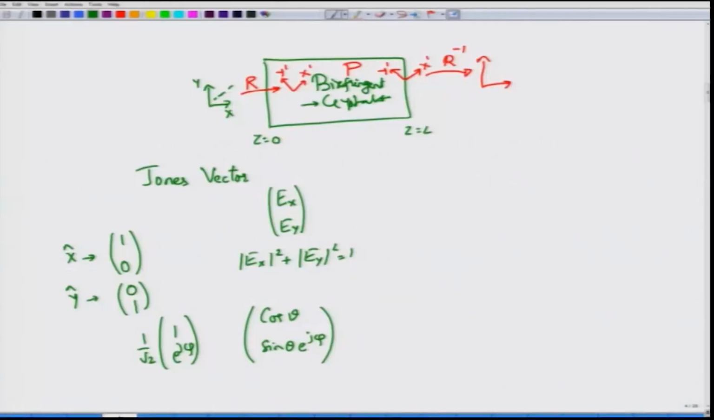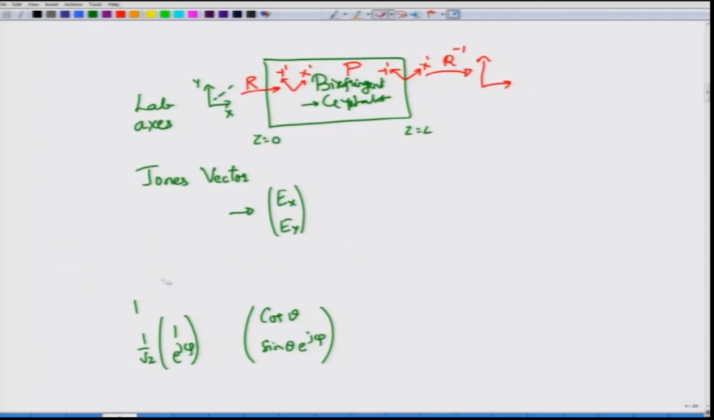If your light is polarized along x, then you can use the actual Jones vector of 1 0. If it is along y, you can use 0 1 and so on. So, whatever the input polarization is, it is measured in the so called lab axis or the lab frame of reference, and in that lab frame of reference, this is the input Jones vector, which is normalized as I have told you.